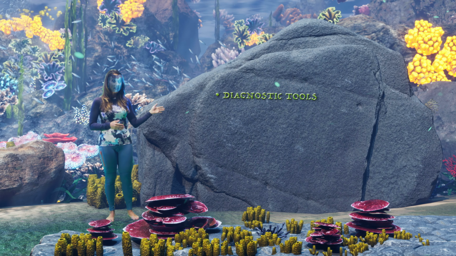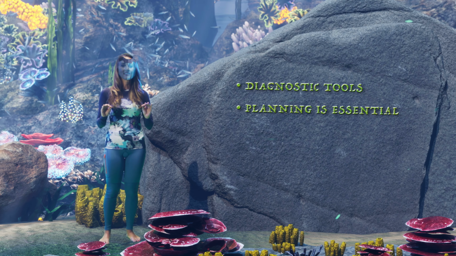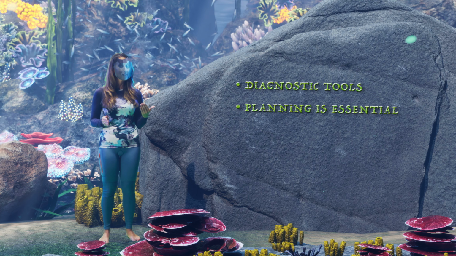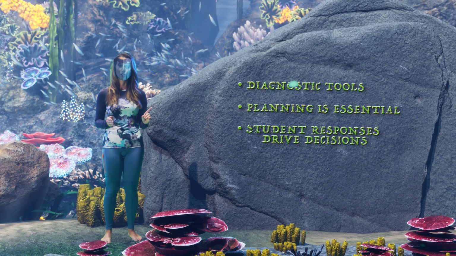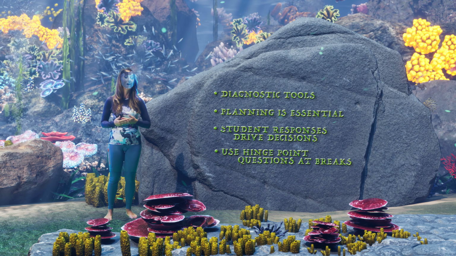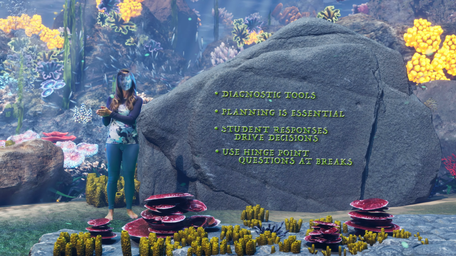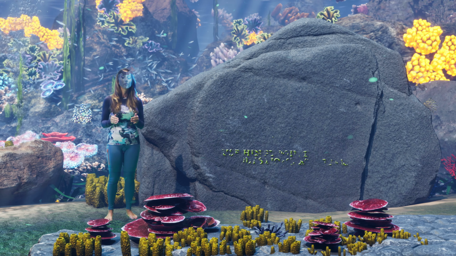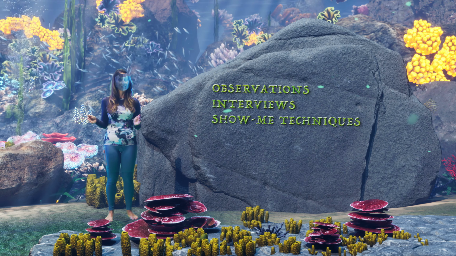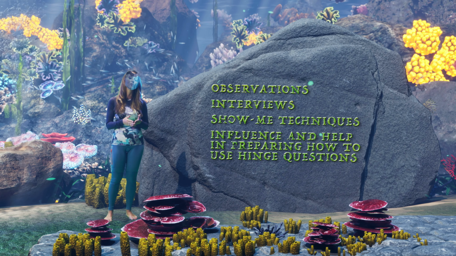Hinge questions are diagnostic tools that inform your teaching. Planning is essential for effective Hinge questions. Student responses should drive your instructional decisions. Consider using Hinge point questions at particular content breaks in a lesson, or using the Hinge question toward the end of the lesson. Remember that observations, interviews, and show-me techniques will influence and help in preparing how to use Hinge questions.